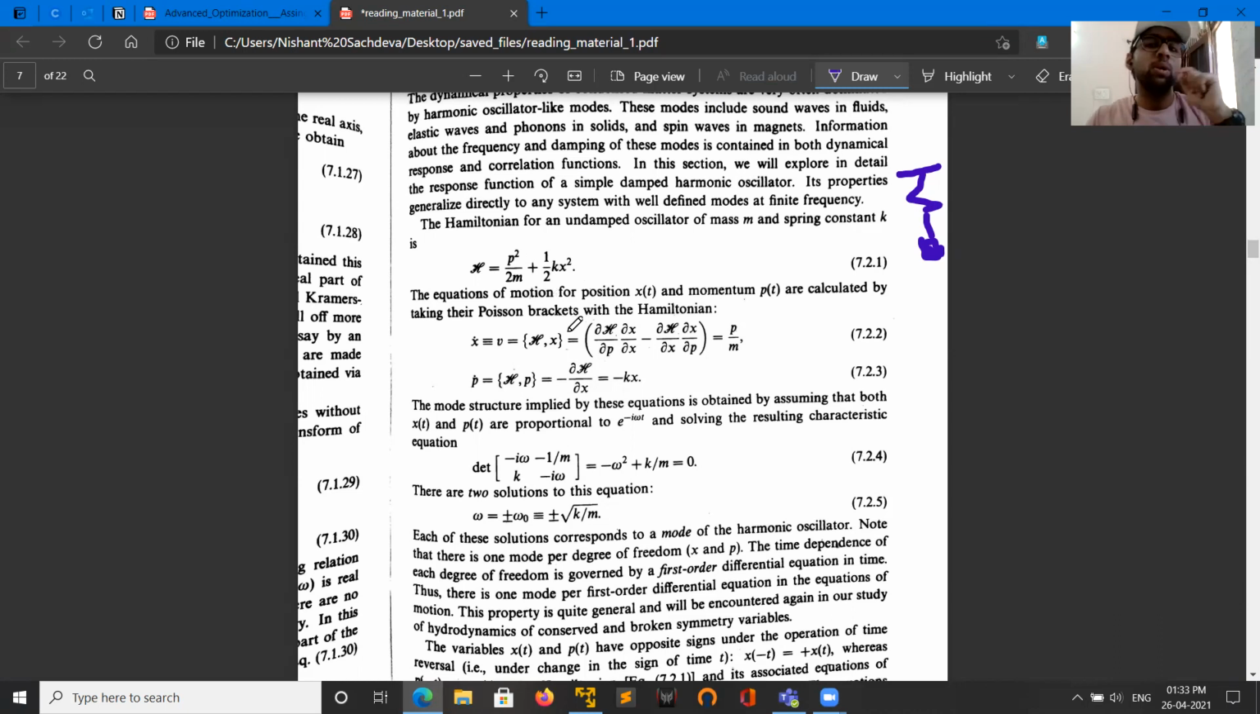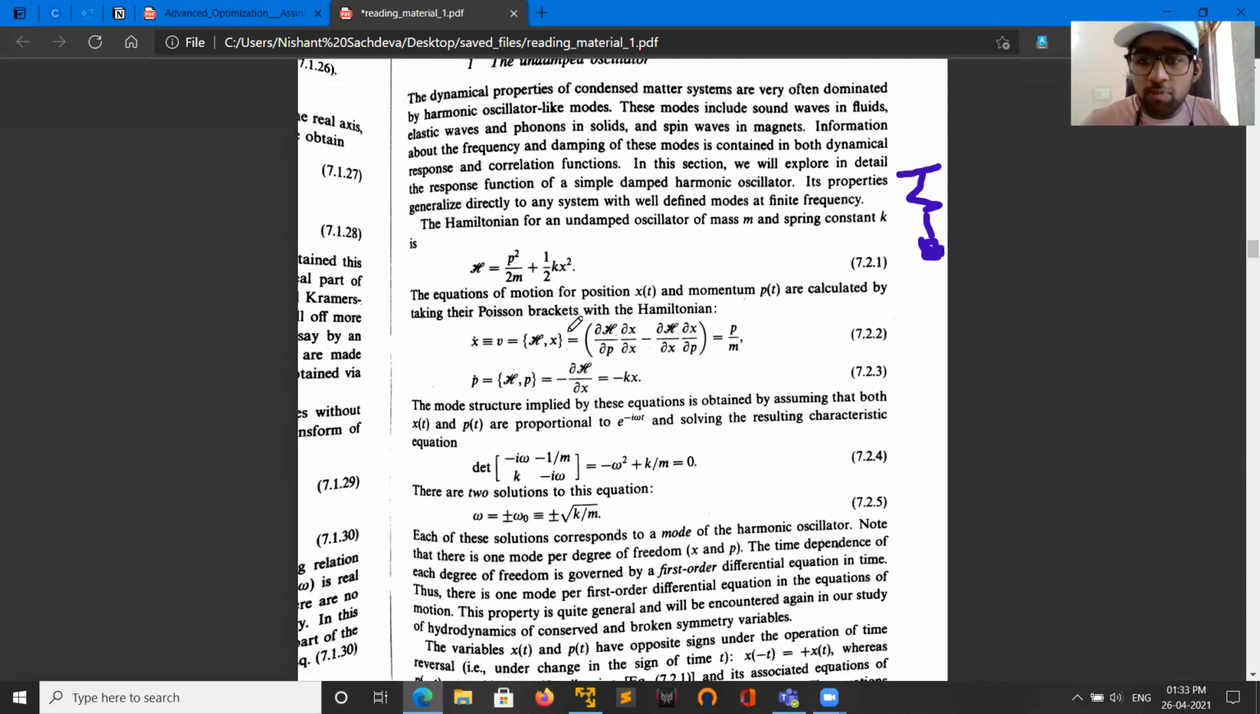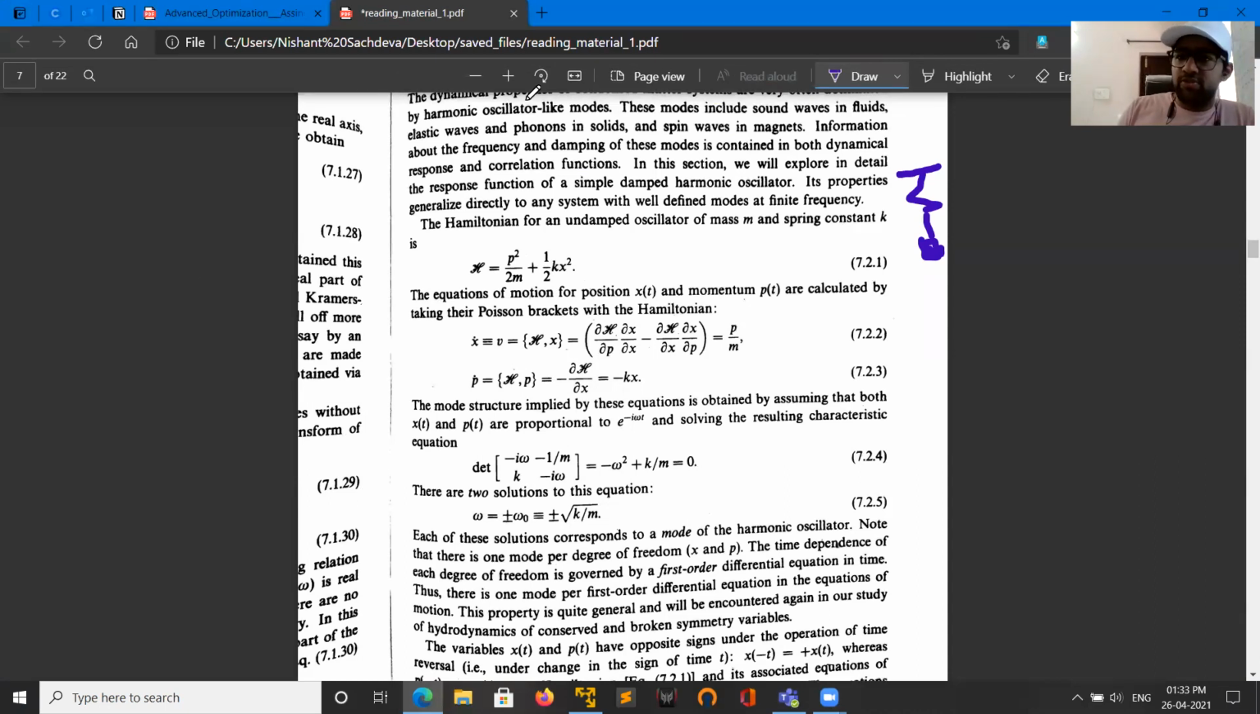We're not going to go into the detail of how Poisson brackets work because that's a bit out of scope. Instead, we'll include reading material along with the report, which will contain details of how Poisson brackets work. For now, we will treat it as a function we know, a black box, and go ahead. So the momentum and position equations are calculated by taking their Poisson brackets with the Hamiltonian.